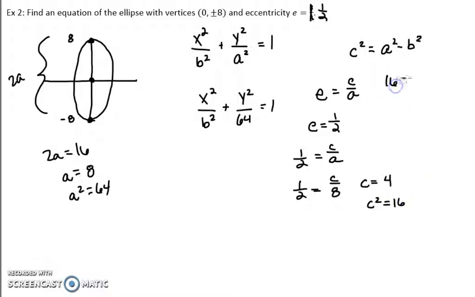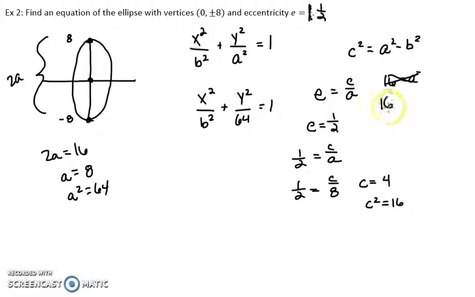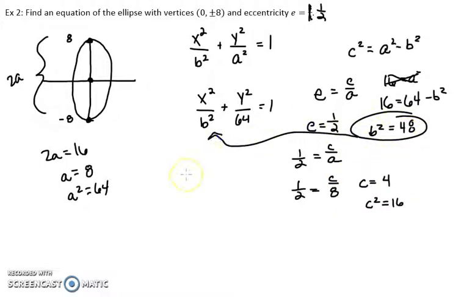So we know 16 equals a squared, which was 64, minus b squared. So 16 is going to be equal to 64 minus b squared. Add b squared to this side. Subtract 16 from that side. We get b squared is equal to 48. So we know b squared is 48. So we get x squared over 48 plus y squared over 64 is equal to 1.